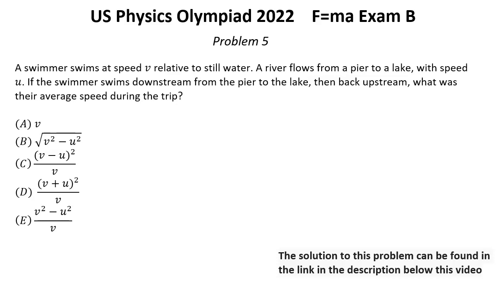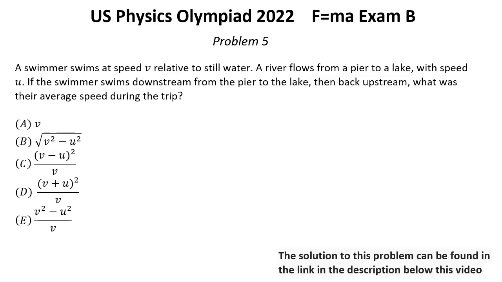Problem number 5. A swimmer swims at the speed v relative to still water. A river flows from a pier to a lake with the speed u. If the swimmer swims downstream from the pier to the lake, then back upstream, what was the average speed during the trip?